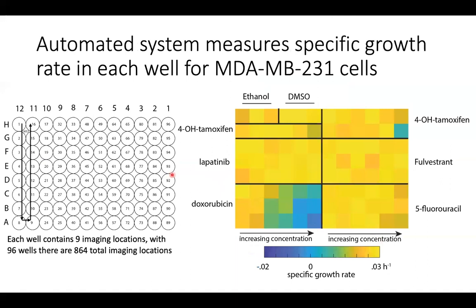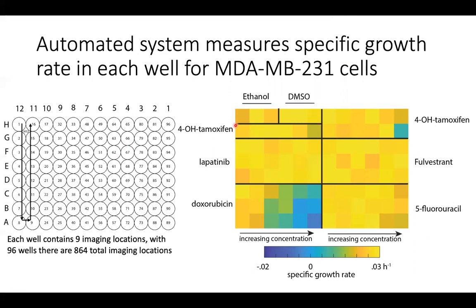To implement QPI, we use an automated system such that the microscope travels from well to well following this snaking pattern through the plate. Our automated QPI system completes an imaging cycle every 20 minutes, measuring 9 locations per well in this 96 well plate for a total of 864 locations. With 864 locations and 10 to 20 cells per location, we image approximately 10 to 20,000 cells per experiment.